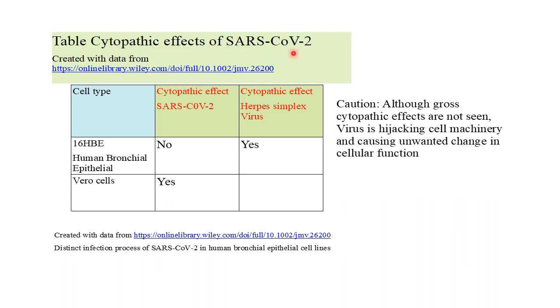Cytopathic effects of SARS-CoV-2. We are looking at gross cytopathic effects, and we must remember that although gross cytopathic effects are not seen, viruses hijack cell machinery, causing unwanted change in cellular function. So, when we look at 16HBE cells, there is no cytopathic effect caused by SARS-CoV-2, although these cells are subject to cytopathic effects by other viruses. On the other hand, Vero cells undergo cytopathic effects after challenge with SARS-CoV-2.